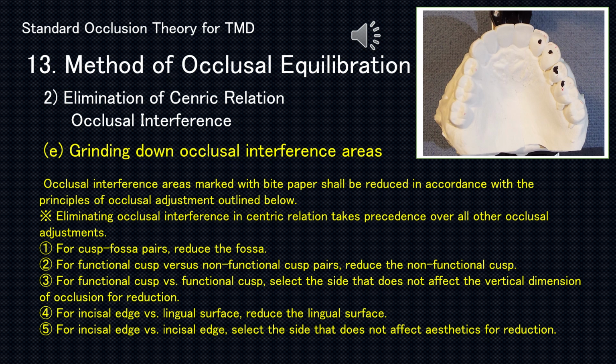3. For functional cusp versus functional cusp, select the side that does not affect the vertical dimension of occlusion for reduction. 4. For incisal edge versus lingual surface, reduce the lingual surface. 5. For incisal edge versus incisal edge, select the side that does not affect aesthetics for reduction.